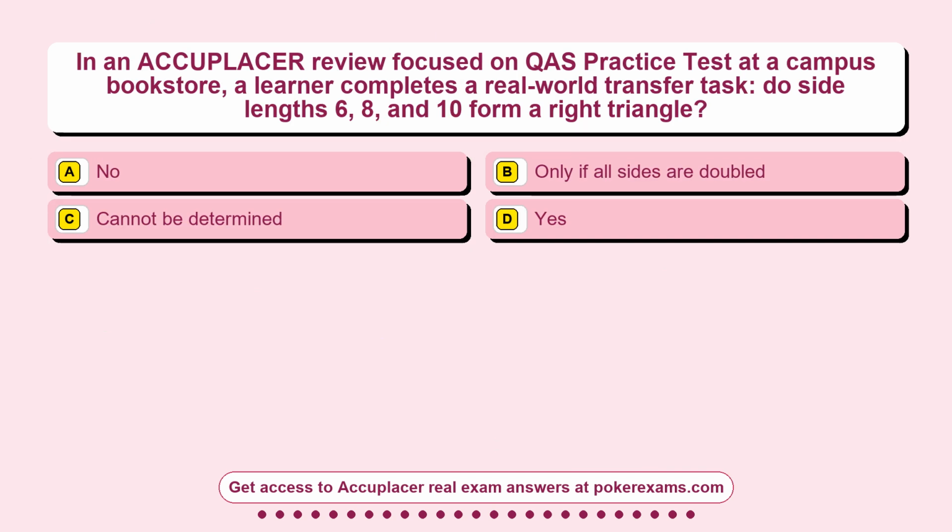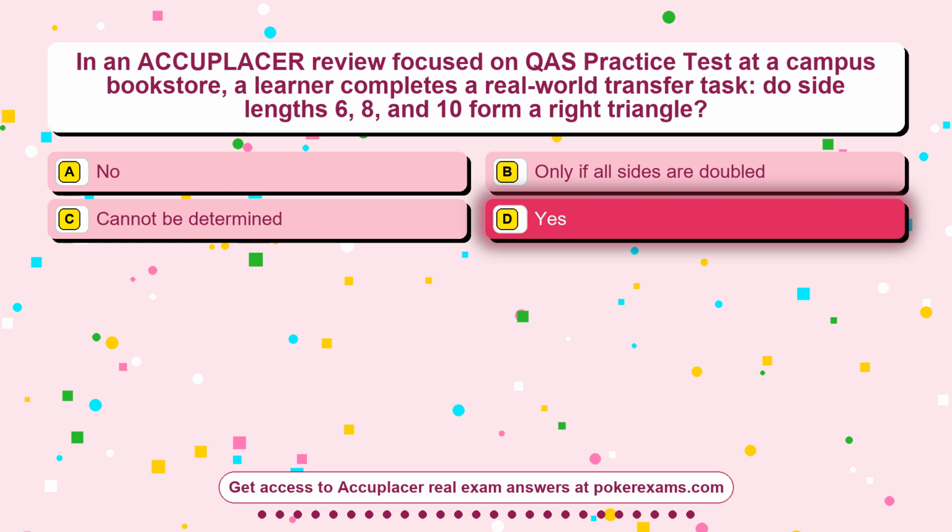Question 21. In an ACCUPLACER review focused on QAS practice test at a campus bookstore, a learner completes a real-world transfer task. Do side lengths 6, 8, and 10 form a right triangle? Option A, no. Option B, only if all sides are doubled. Option C, cannot be determined. Option D, yes. The correct answer is option D, yes.